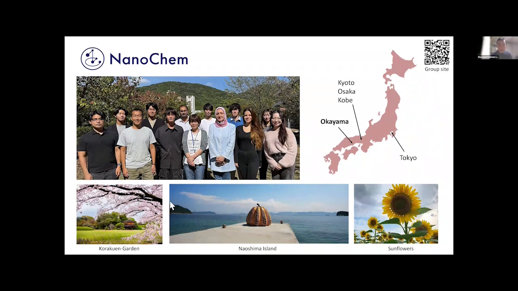Okayama is known for its very beautiful Japanese gardens and some modern museums. So if you come to Japan, please visit us.